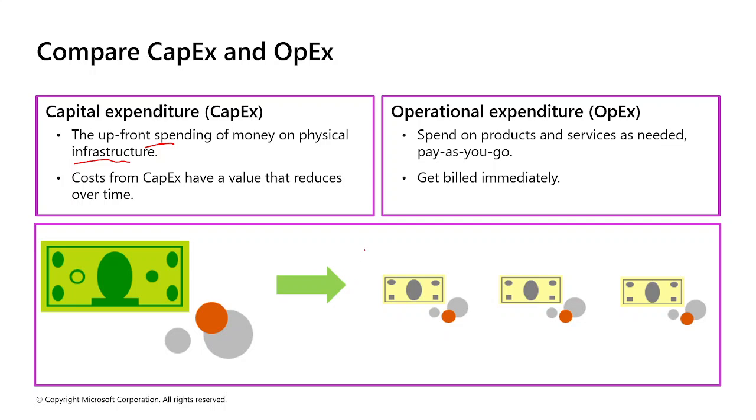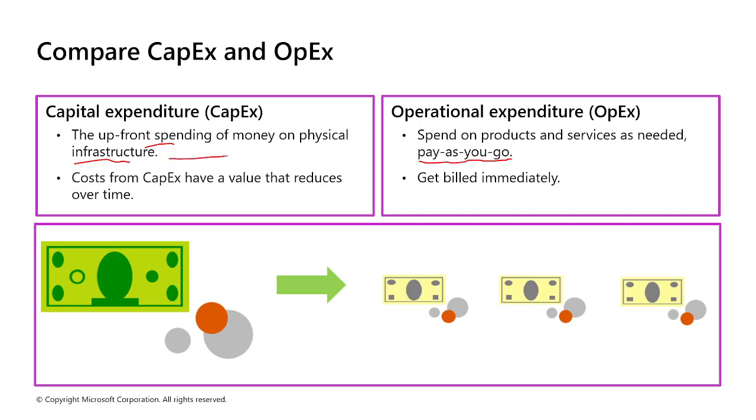The value for your money keeps dropping by the year based on the useful life of whatever gadget you are buying. Why, in the operational expenses that come with a private cloud, is that you spend on products and services as you need them, right? So you don't just buy stuff.